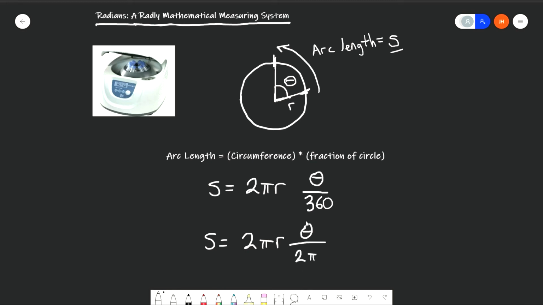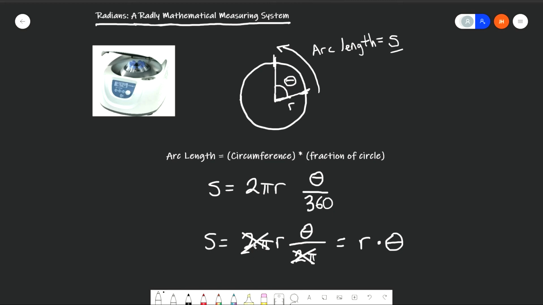Now, something that's interesting, and this is not a coincidence, right? This is actually more of a feature. The 2 pi from my circumference formula will cancel out with the 2 pi from the how much of a circle do I have, right? And I'm left with my arc length is equal to r times theta in radians.